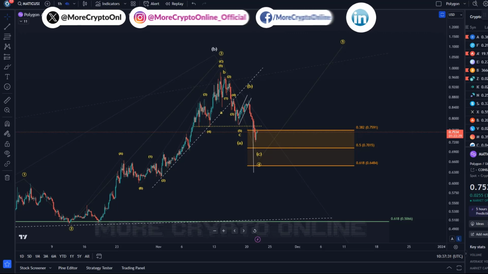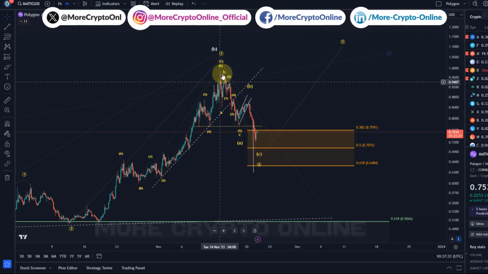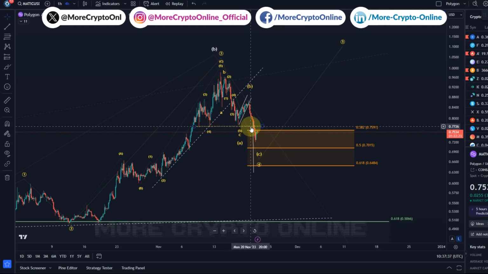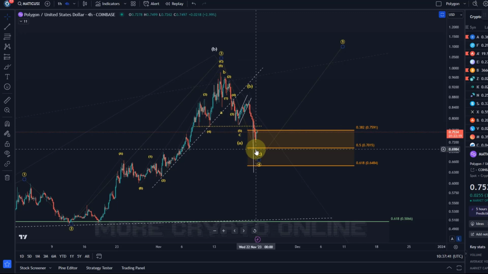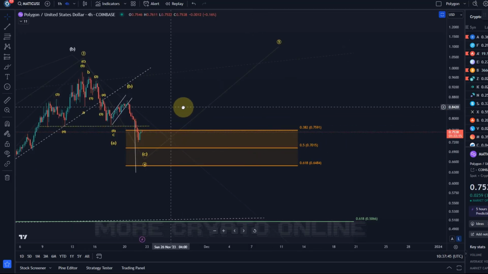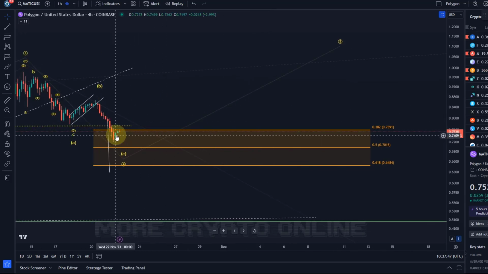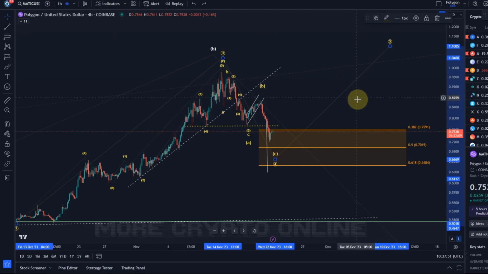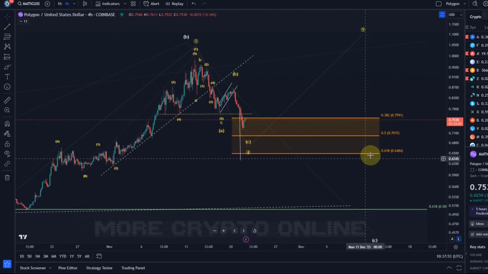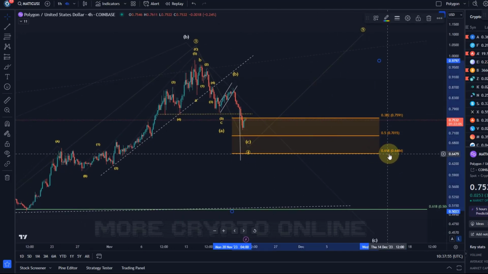On the MATIC chart, we've seen this head and shoulders pattern play out, talked about it in yesterday's video. We had our neckline defined for the head and shoulders pattern here at 77 cents, 77.5 cents, and dropped below it. Maybe we are now seeing a retest from that neckline from below. The support region that's relevant for this wave 4 is between 64 cents and 76 cents.